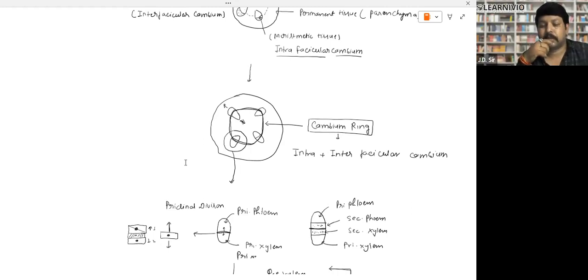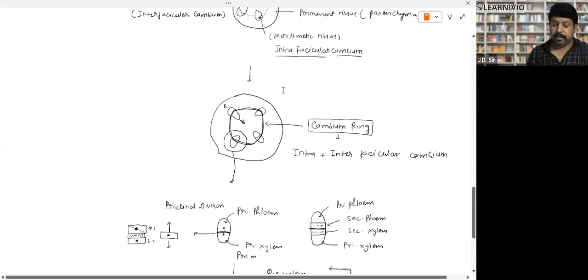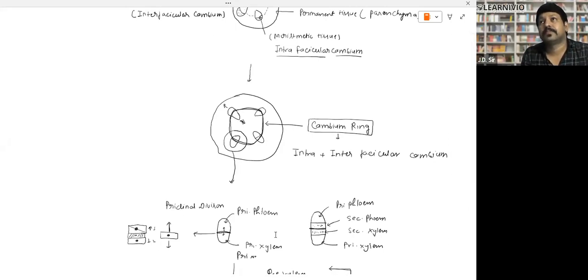Due to division, they add on secondary phloem at the outer side of the ring and secondary xylem to the inner side of the ring.